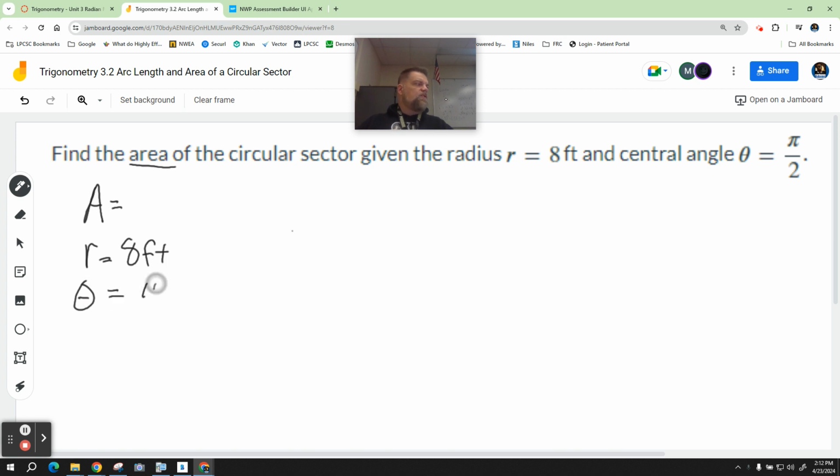is pi over 2. Now, somebody asked me yesterday, Mr. Adams, how do I know if this is degrees or radians? If you don't see the degree symbol, that little symbol like this, or it doesn't say degrees, the implication is that it's in radians. Also, another clue is pi. Usually, if they incorporate the value of pi, it's probably in radians.